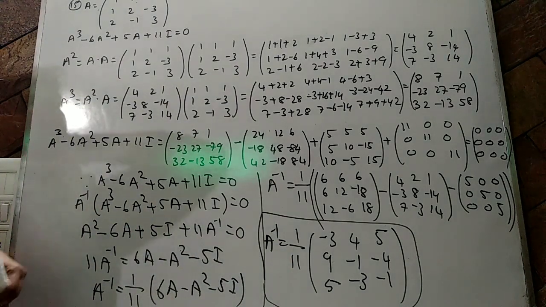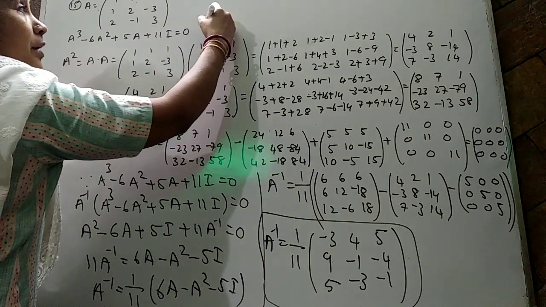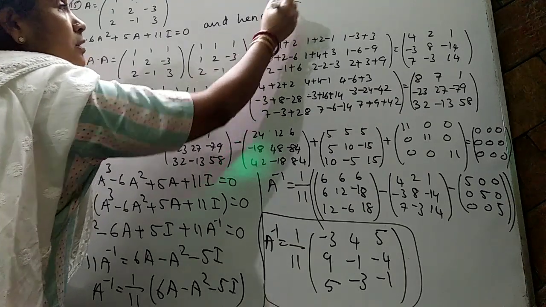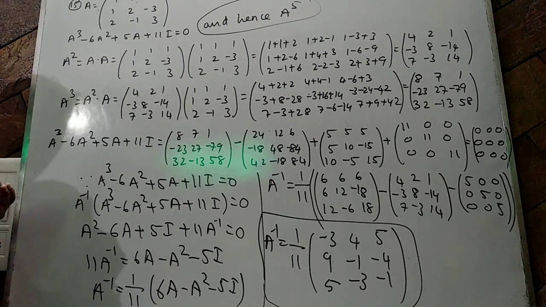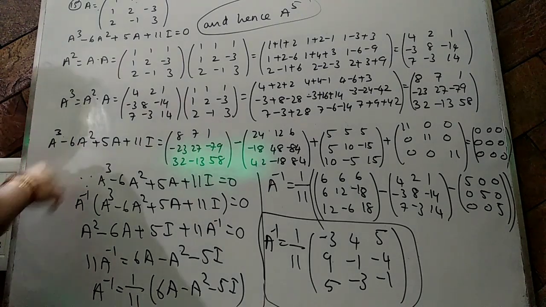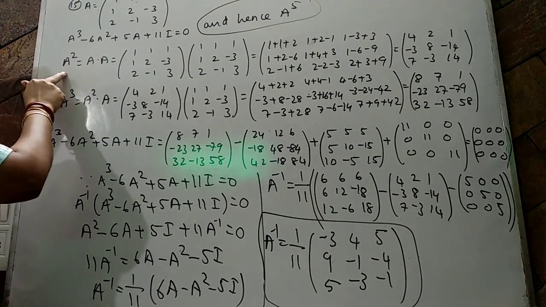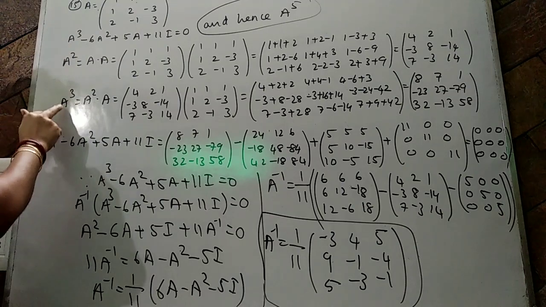They will ask the question: you have proved this equal to null matrix, and hence find A power 5. This also they can ask as a question. So how can you find A power 5? Already you have, and hence means with the help of this one, A cube and A square. Simply you have to multiply A cube by A square.